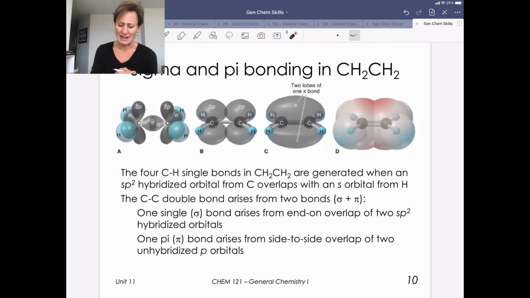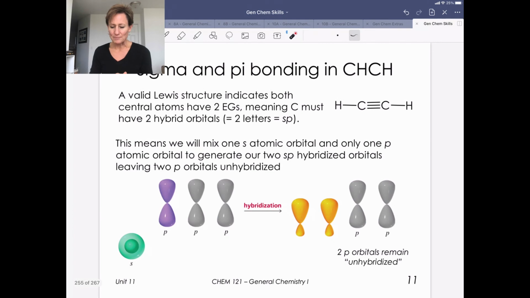Same words here as on the last slide, just looking at a different picture here. And then when we have the pi bond here, that pi bond arises from the overlap of the unhybridized orbitals in carbon, those unhybridized p orbitals. All right, so just another picture, not anything new there, just a different picture that represents that same information. All right, one more example here.